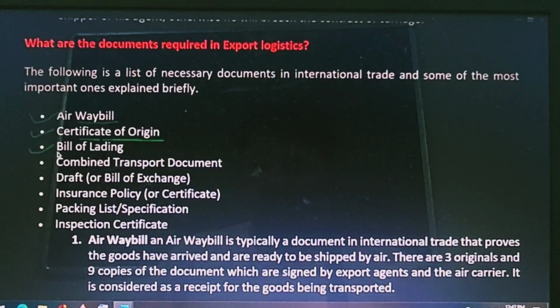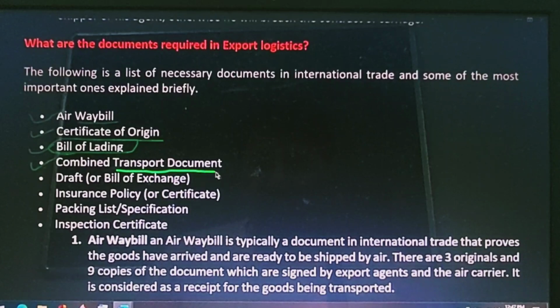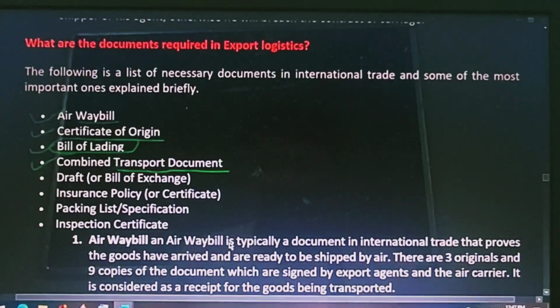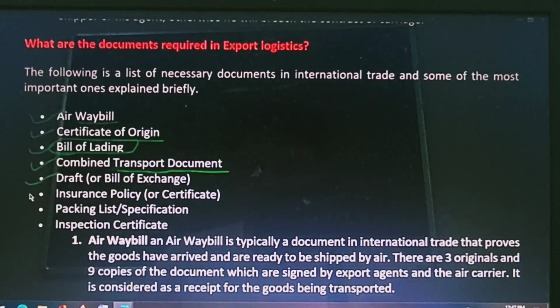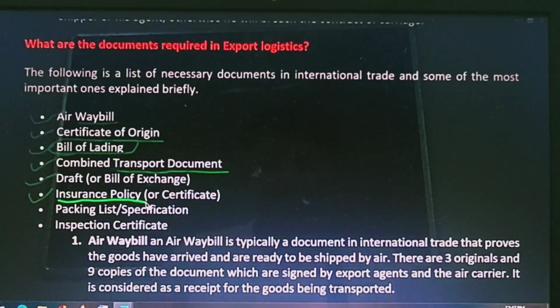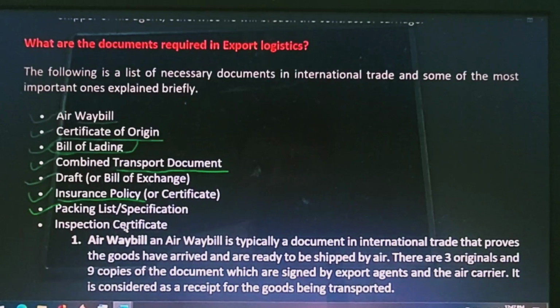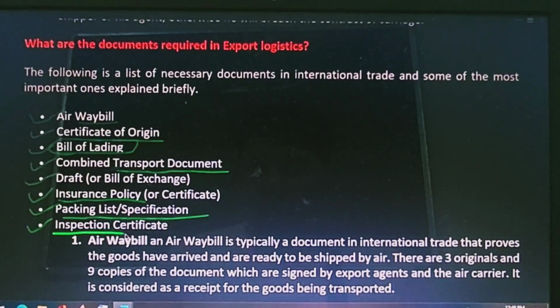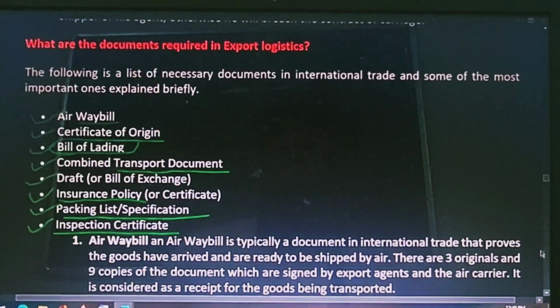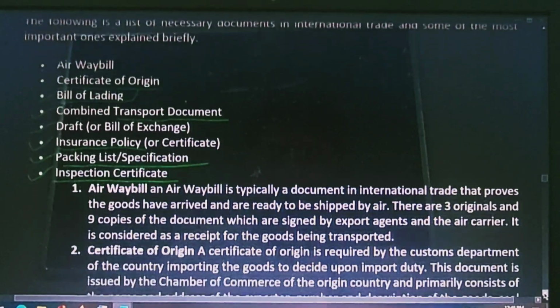Then bill of lading. This is one of the most important documents in international trade. And then we have to obtain combined transport documents. There are many transport documents which are to be collected for export. Then bill of exchange. Then insurance policy. Now this is also very important, as you know that without insurance you cannot make an export or import. Then you must also issue a packing list specifying all the details of the goods to be exported, and then inspection certificate. Inspection is generally done by the manufacturer himself and the customs authorities. So this certificate must be there.